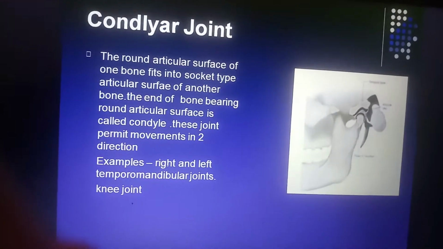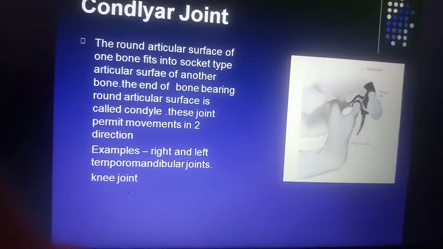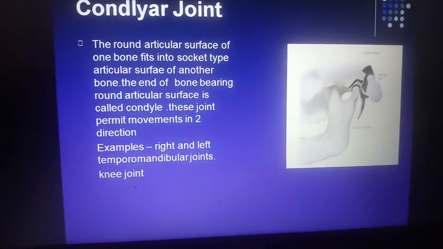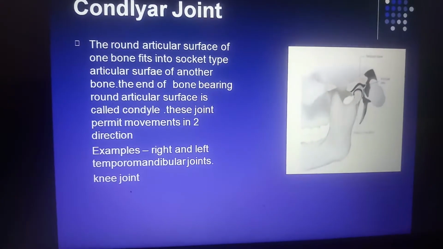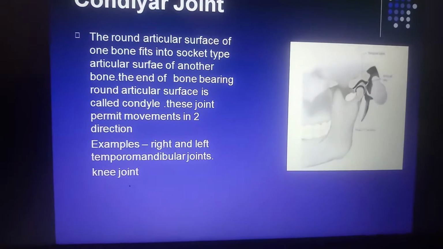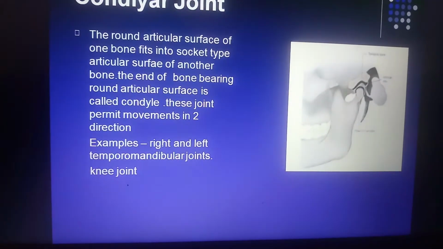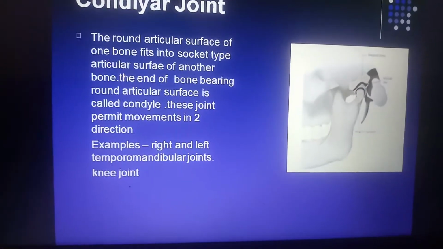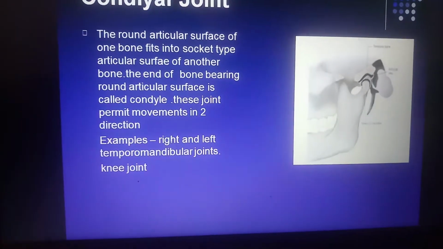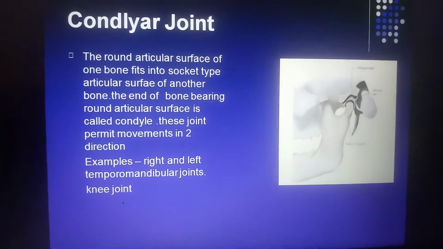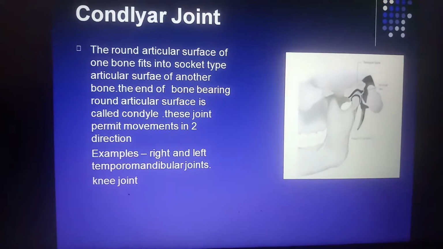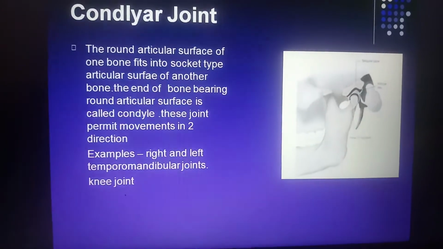Then is the condylar joint. This is another type of the synovial joints. Here the round articular surface of one bone fits into the socket type articular surface of another bone. The end of bone bearing the round articular surface is called the condyle. These joints permit movements in two directions, means condylar joints are of biaxial type because the movements occur in two axes. What will be the examples?